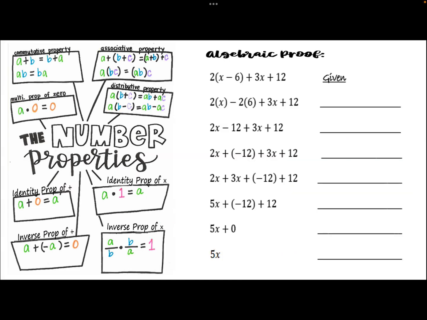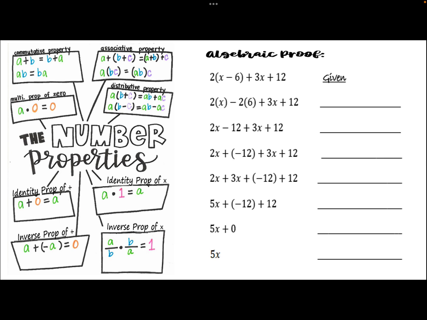All right, now we're going to go through what is called an algebraic proof. An algebraic proof is where they've already done all the steps for you. You just have to mathematically prove that what they did was legal. And how you can prove that is by using properties or definitions.